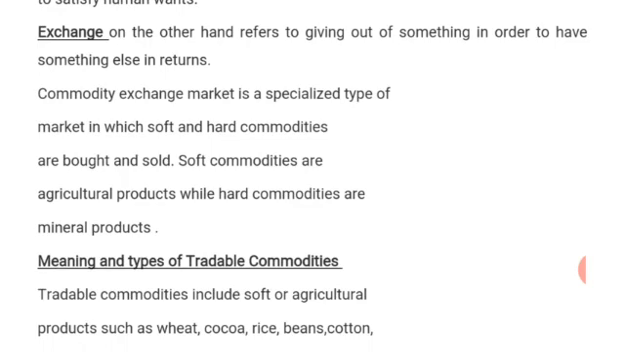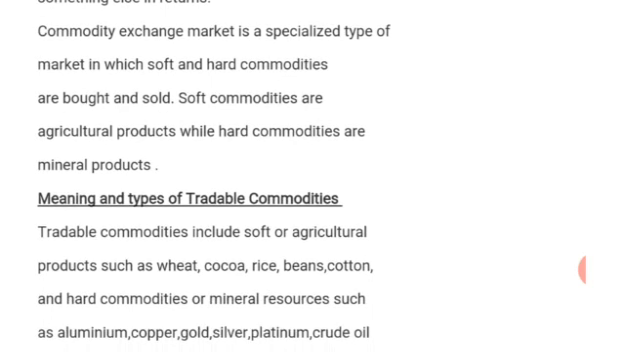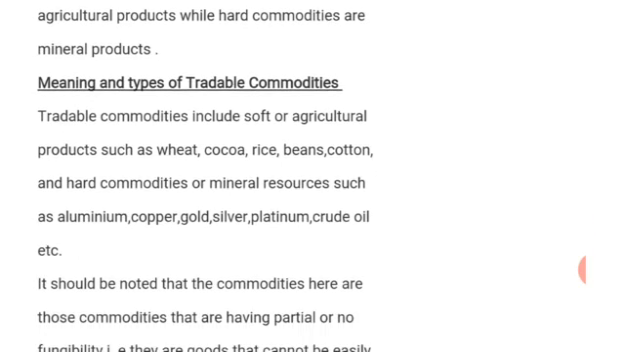We have also said something on soft and hard commodities. Soft commodities are agricultural products, while hard commodities are mineral products. Let us now look at the meaning and types of tradable commodities. Traded commodities are the commodities that can be bought and sold, as I have said. Traded commodities include soft or agricultural products such as wheat, cocoa, rice, beans, cotton, and so on, while hard commodities or mineral resources are aluminium, copper, gold, silver, platinum, crude oil, etc.